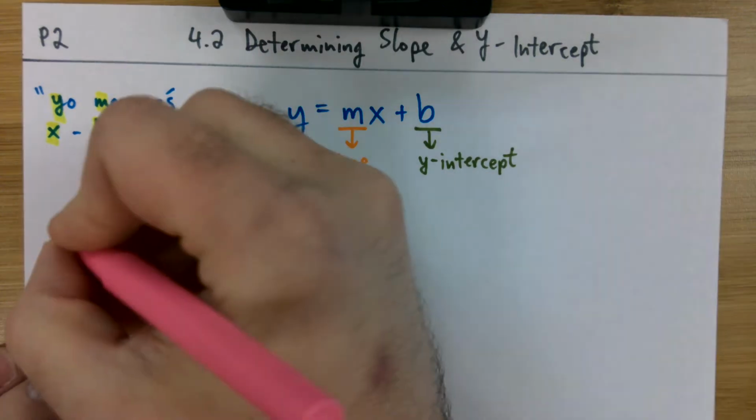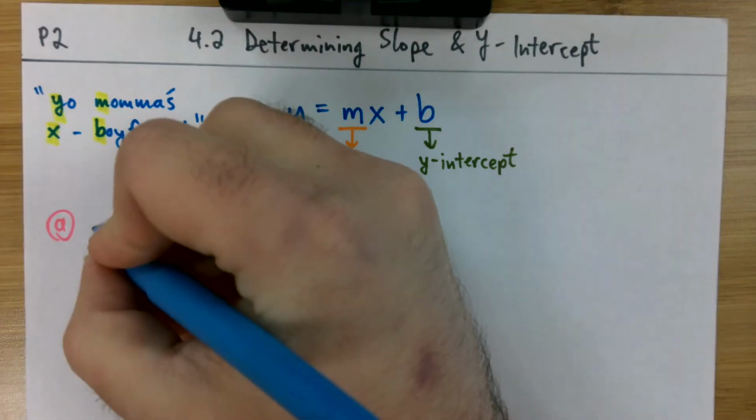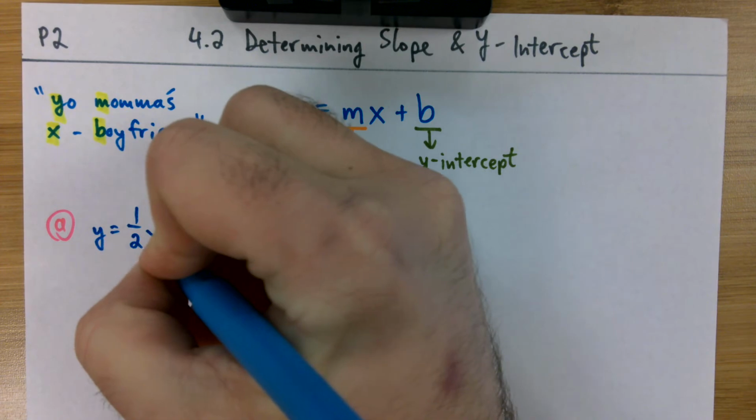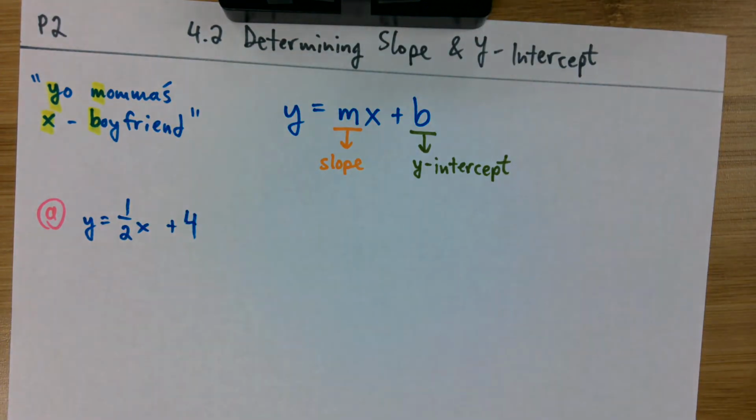So, let's talk about an example. Let's look at something familiar. Where's my blue pen? Y equals 1/2 x plus 4.